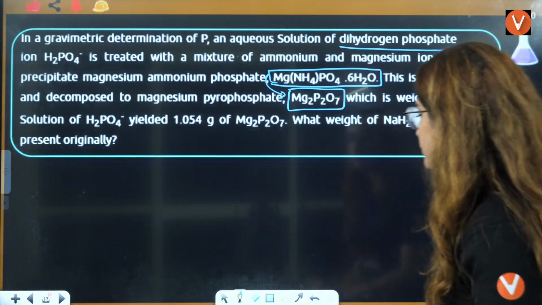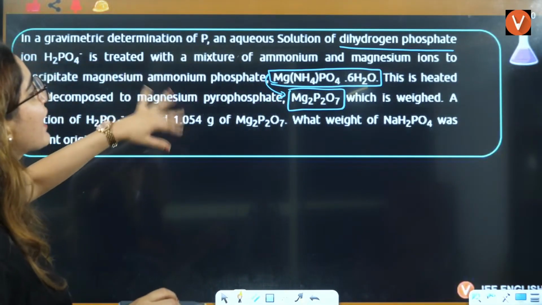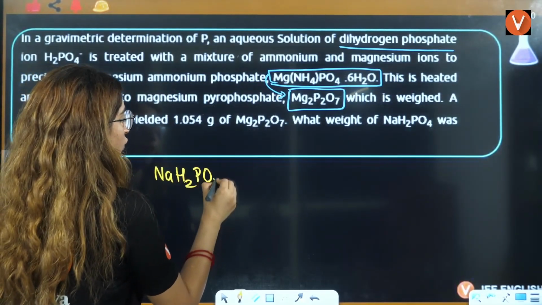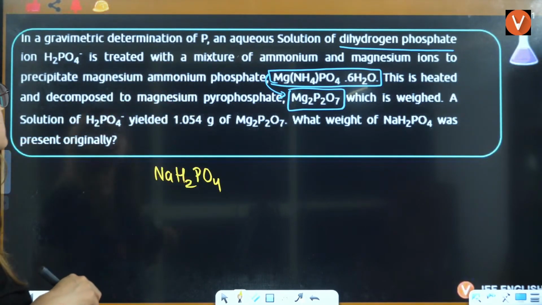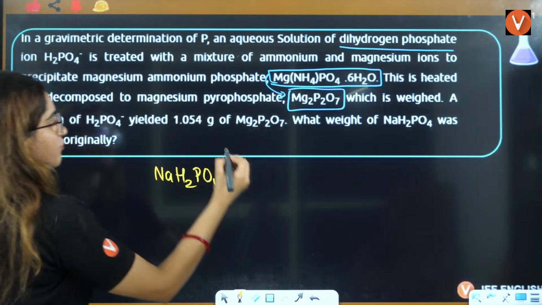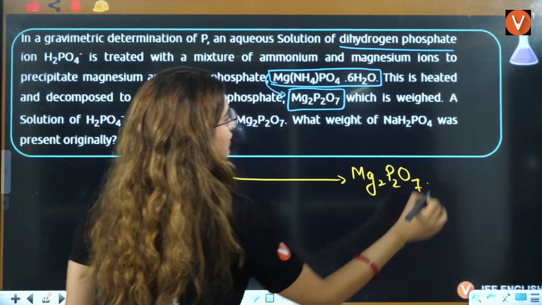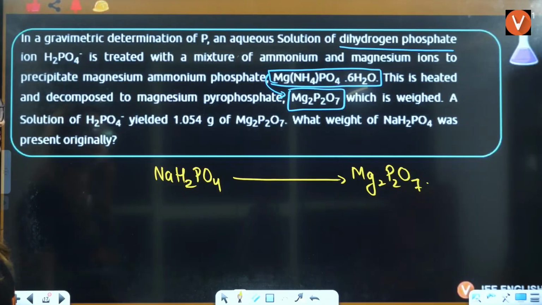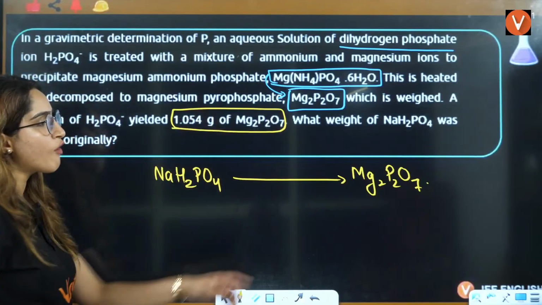Now, what you have to see here is that they are saying that an aqueous solution of dihydrogen phosphate, that is NaH2PO4, is treated with a mixture of ammonium and magnesium ions to give this particular compound. This is heated to decompose to magnesium pyrophosphate. That means in the end you have Mg2P2O7, right? Now the weight of this product is given to you.